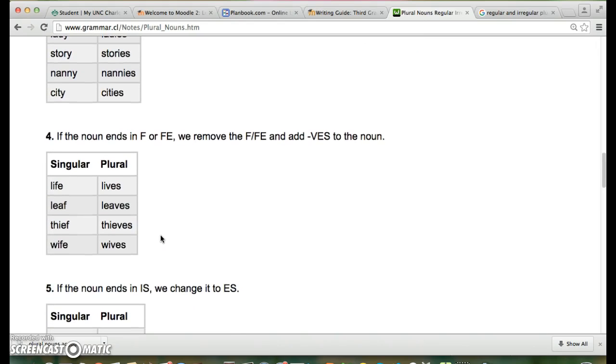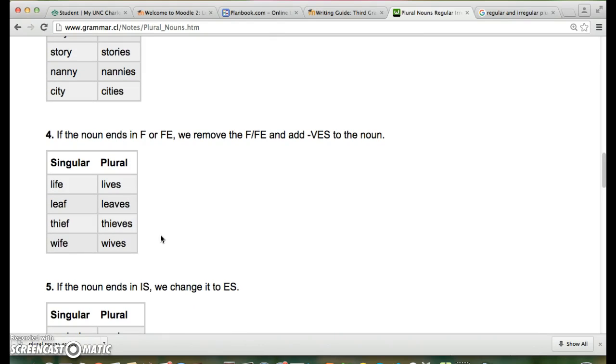Okay, and then another time we have to do something a little bit different than just adding an s is if a word ends in f or fe. So for example, life ends in fe. And to make it plural, we have to drop the fe and we have to add ves, which you can see over here on the chart. Same thing with leaf. It ends in an f, so we drop the f and add ves to make leaves. Same thing with thief. It ends in an f. We drop the f and add ves to make thieves.